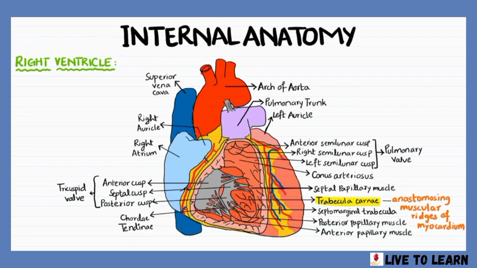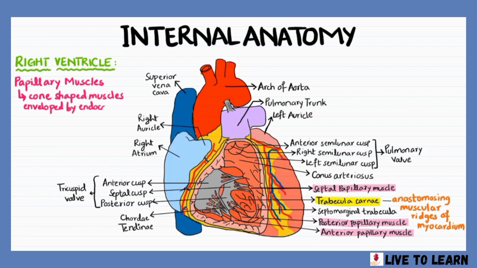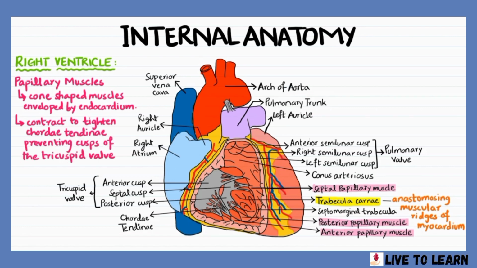The right ventricle has three papillary muscles, that is the septal papillary muscle, the posterior papillary muscle, and the anterior papillary muscle. These cone-shaped muscles are enveloped by endocardium, and they contract to tighten the chordae tendineae, thereby preventing the cusps of the tricuspid valve from being everted into the atrium.